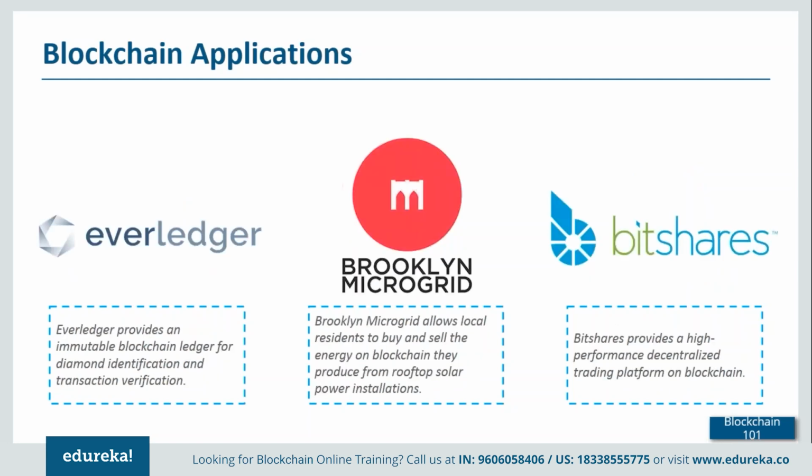Then you have Everledger, which provides you an immutable blockchain ledger, and this is mainly used for diamond transactions and validation. So today when you go into most popular diamond merchants, I'm quite sure you can find them using Everledger to maintain a ledger of all the diamond transactions involved. Then you have the Brooklyn Microgrid, which is a platform for buying and selling energy that they produce from their rooftop solar panels. Interesting, right? Finally, you have BitShares, which is a high performance decentralized trading platform on Bitcoin. Now the item of trade can be anything as per your choice, but again it is quite a growing platform.